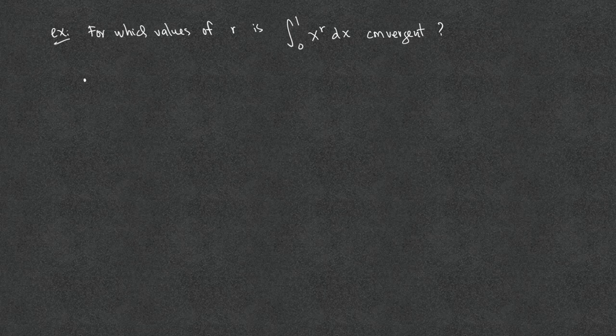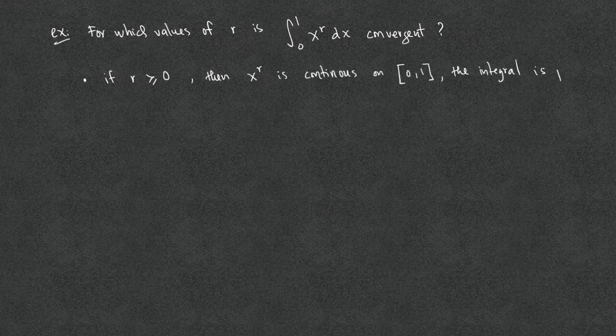For which values of r is the integral from 0 to 1 of x to the r dx convergent? If r is greater than or equal to 0, then x to the r is a continuous function on the closed interval [0, 1], and the integral exists. For example, the integral from 0 to 1 of x dx, and the integral from 0 to 1 of x to the 1/2 power dx, those integrals exist.